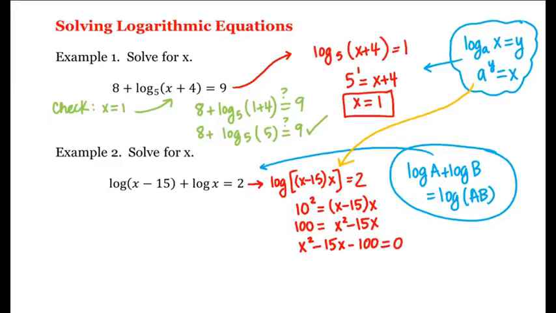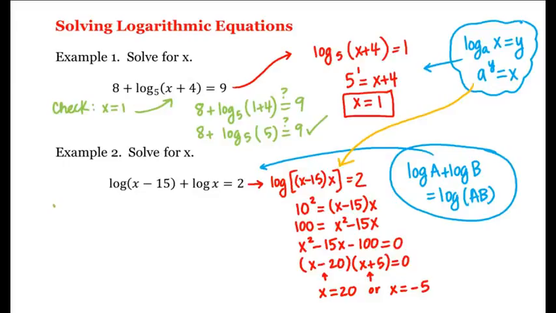And now let's factor the left-hand side. It factors into x minus 20 times x plus 5. And now we have a product of factors equal to 0, which means either the first factor is 0 or the second factor is 0. When the first factor is 0, that means x is equal to 20. And when the second factor is 0, that means x is equal to negative 5.